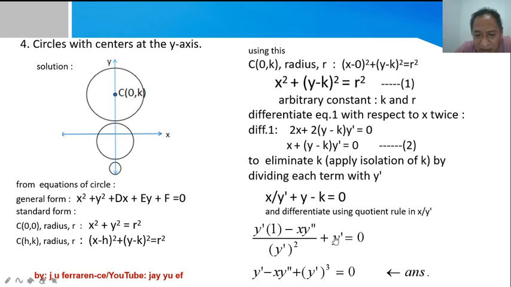Removing the denominator, we have a product of the square of y prime with y prime, so this becomes a cube. The numerator terms are collected. So, these are now the terms of your answer. So, that is problem number 4, related to the problem in circle.